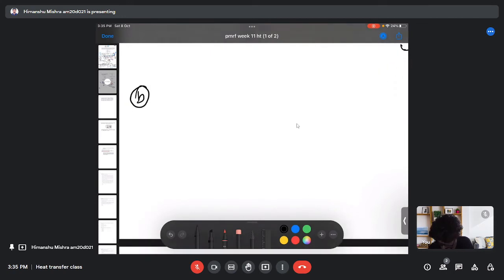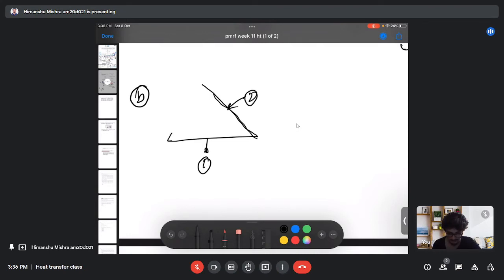So in problem D, I have this flat surface which is connected to the inclined flat surface. Let's say this is my surface 1 and this is my surface 2. Now I am again using a dotted line to show there is some imaginary surface, which I will be representing by surface 3.